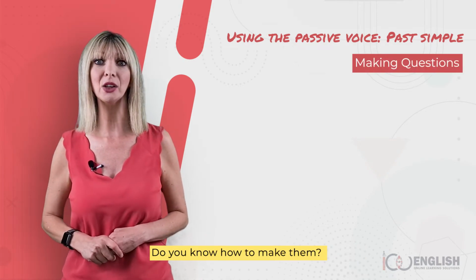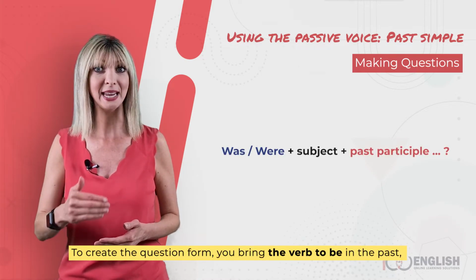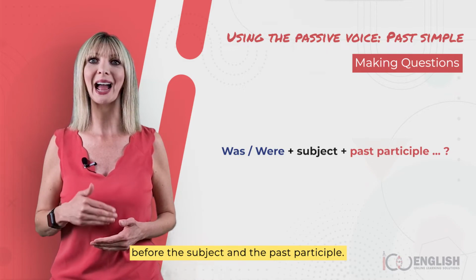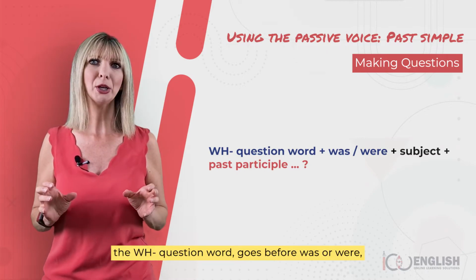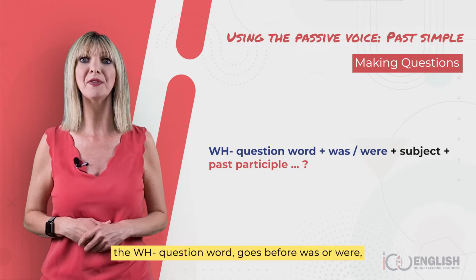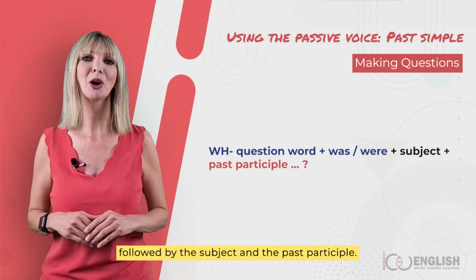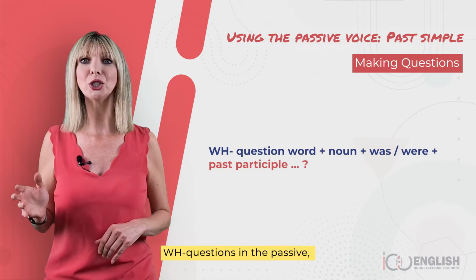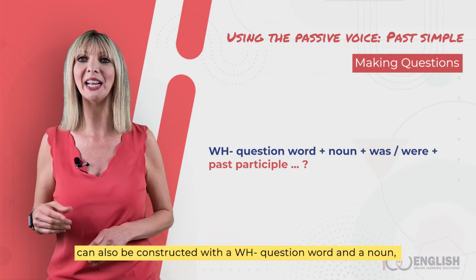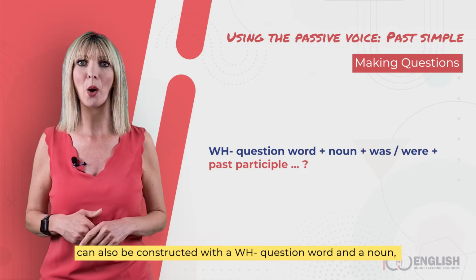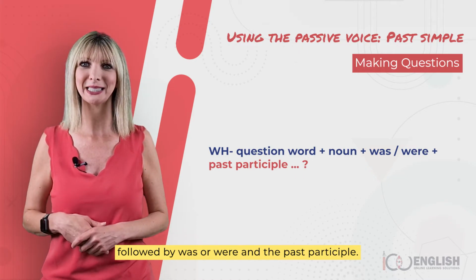What about making questions with the passive? Do you know how to make them? To create the question form, you bring the verb to be in the past before the subject and the past participle. With WH questions, the WH question word goes before was or were, followed by the subject and the past participle. WH questions in the passive can also be constructed with a WH question word and a noun, followed by was or were and the past participle.